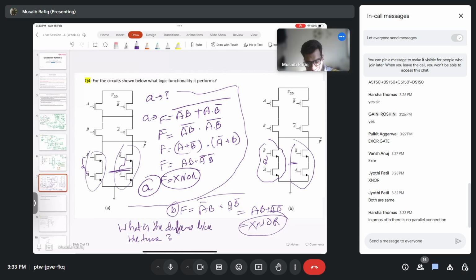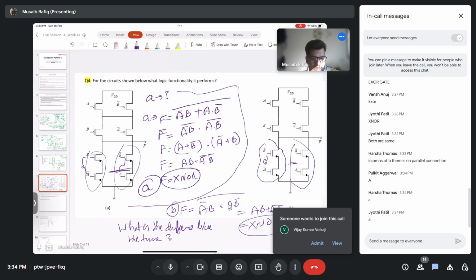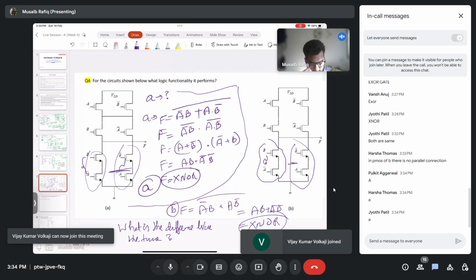Now, another follow-up question to this is, which one of the following is a CMOS logic? Which one of the following is a CMOS logic? Most of you have said A, but why?